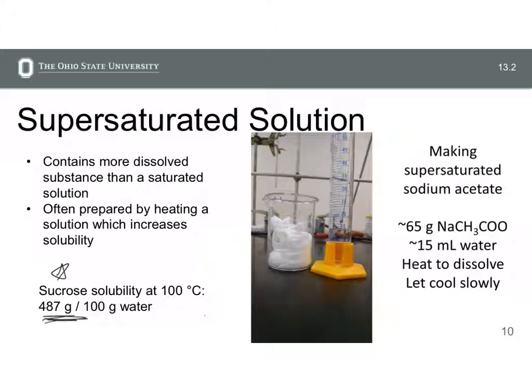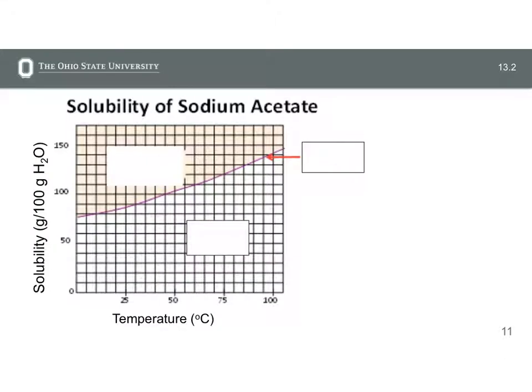This is actually a picture that I took a number of years ago. This is sodium acetate in the beaker, and we're going to dissolve 65 grams of sodium acetate in 15 milliliters of water. I don't know if you can see that, but 15 milliliters of water is that amount, right there, that tiny little amount. You have to heat the solution to get it to dissolve, but it eventually does dissolve. We'll play with this solution on Monday. This is a solubility curve for sodium acetate.